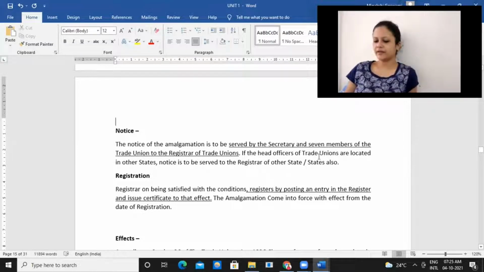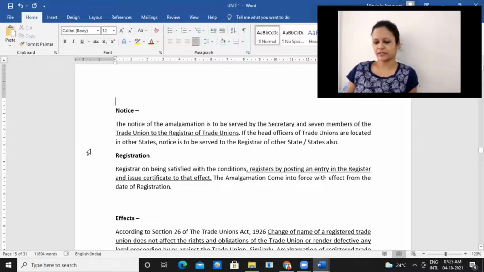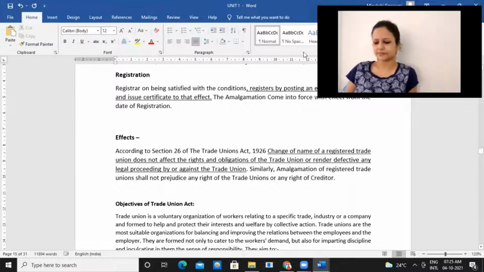If the head office of the trade union is located in another state, then notice has to be served to the registrar of that state or states as well. Accordingly, they will serve the notice and inform the registrar that we are making changes in name and all these details. What will happen when two or more trade unions come together to form one? What are the effects of amalgamation?